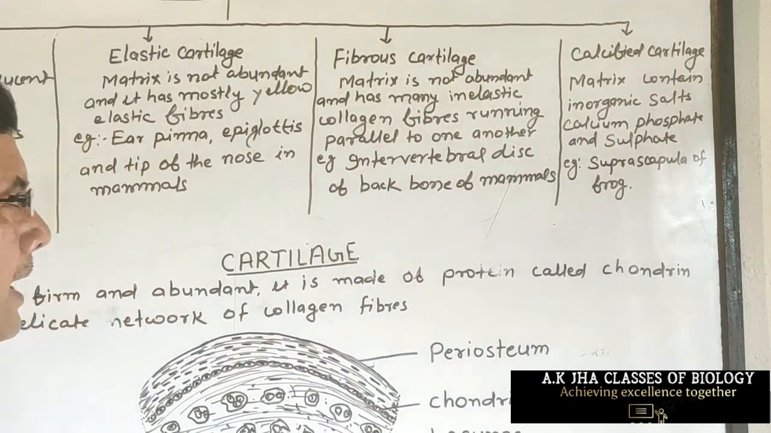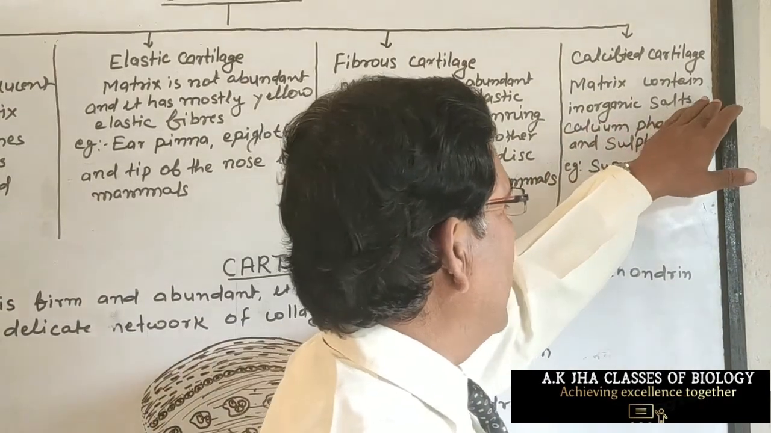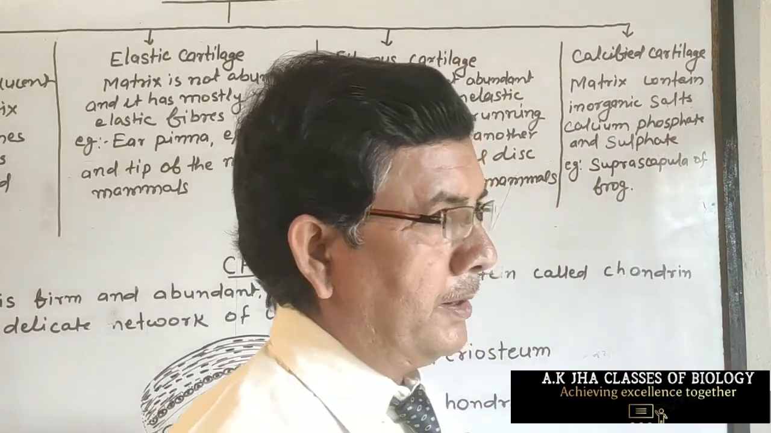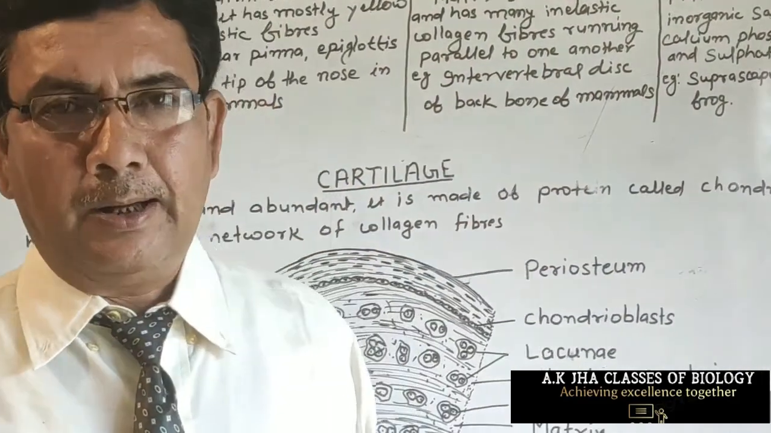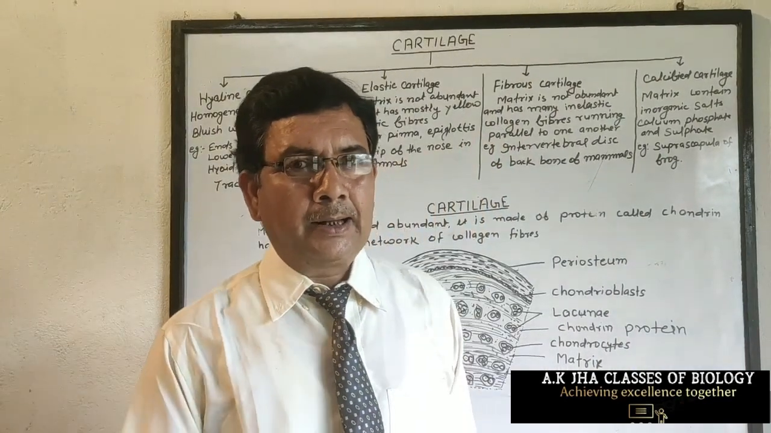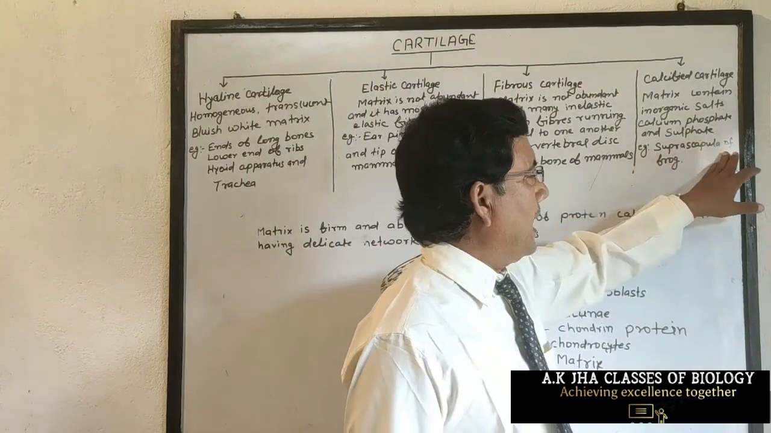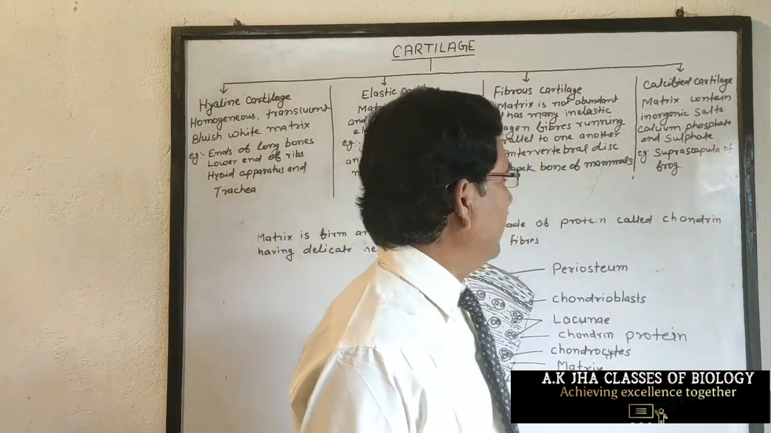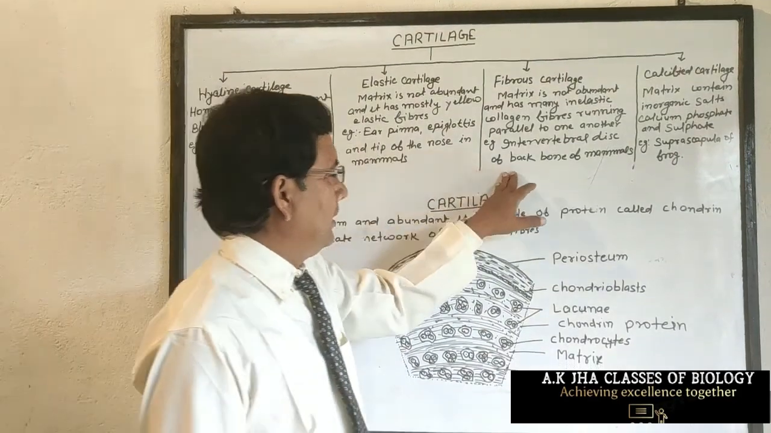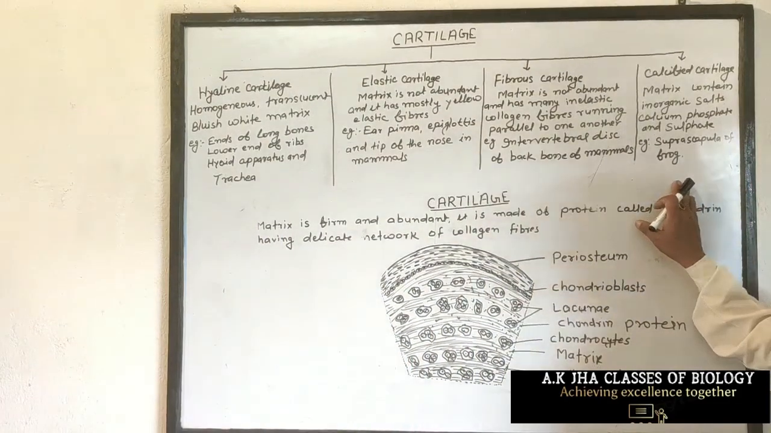Calcified cartilage has a matrix, and the matrix contains inorganic salts, calcium phosphate and calcium sulfate. So due to the presence of calcium sulfate and calcium phosphate salts, it becomes hard and comes closer to bone. Example, the suprascapula of frogs.